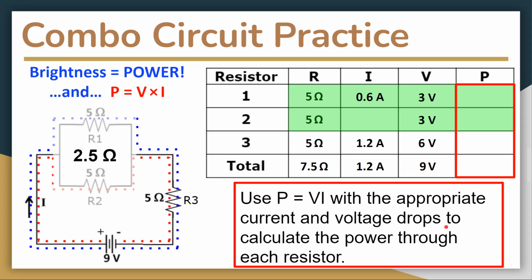If you were to do this, we could then show mathematically which one has the most power as well. Because we already said that we would have the most power through resistor 3, which you absolutely would. 1.2 times 6 is larger than 0.6 times 3. So you would get the largest power output here, and that is why this is the brightest bulb. So you can prove it mathematically, or you can approach it more conceptually. Either way, you'll end up with the same answer to that question.